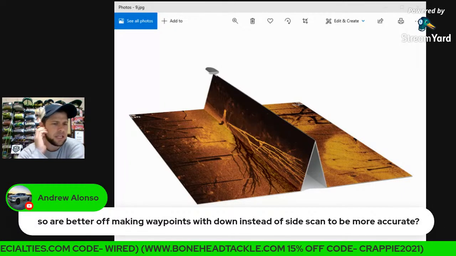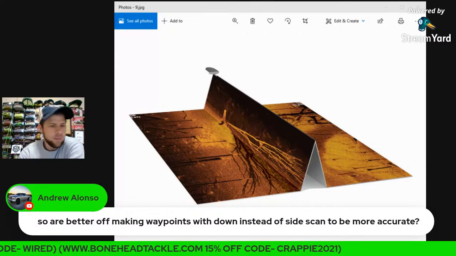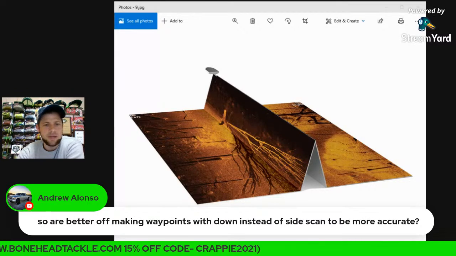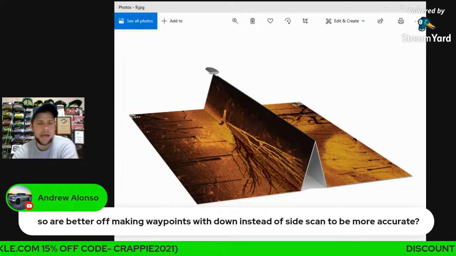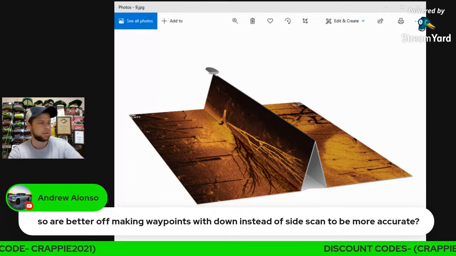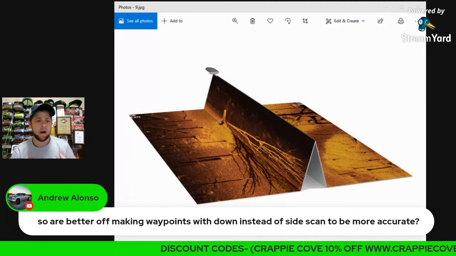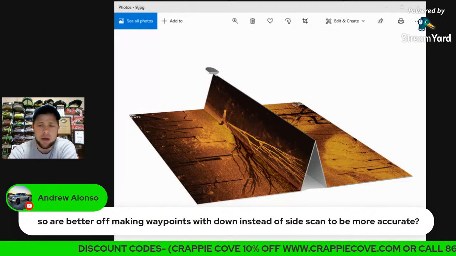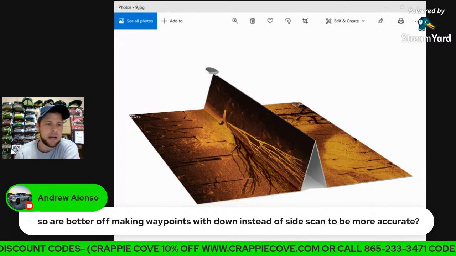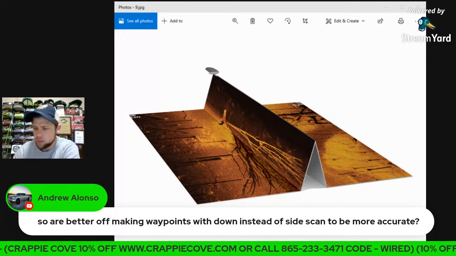Andrew says, so are you better off making waypoints with down instead of side scan to be more accurate? Not necessarily, no. I mark all my waypoints on side imaging. I do not mark any waypoints on my down imaging at all for any reason. And I'll tell you why.